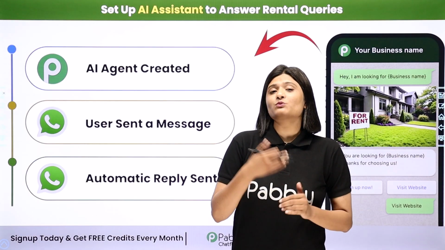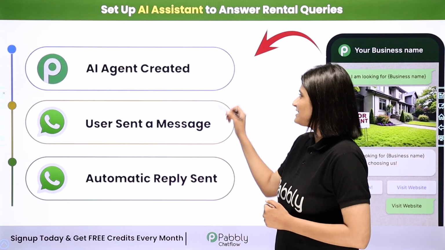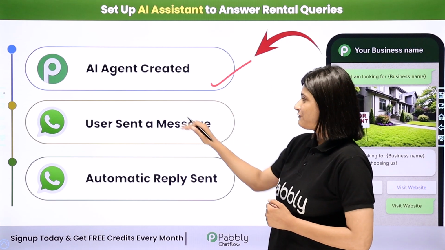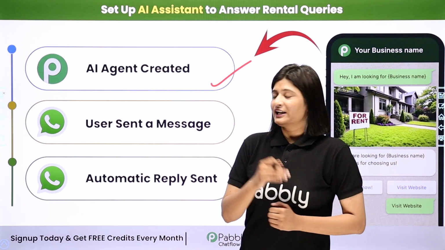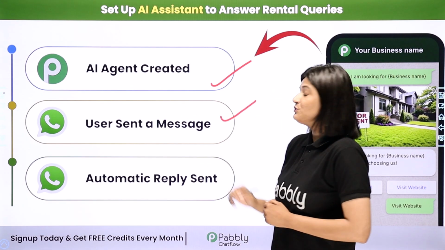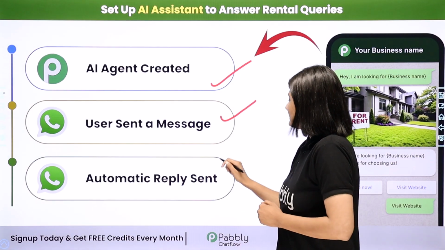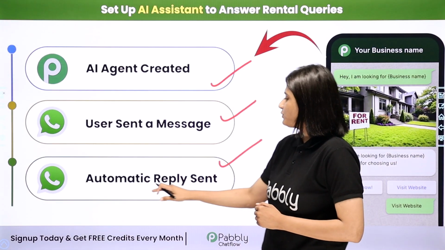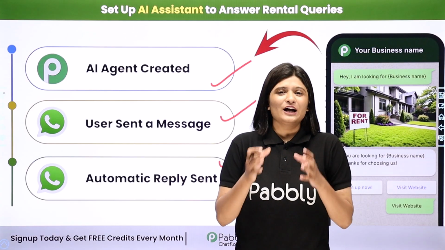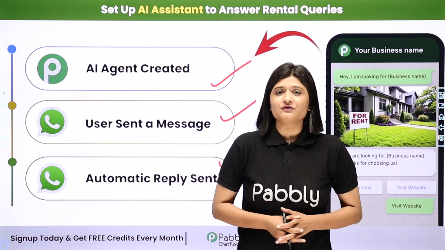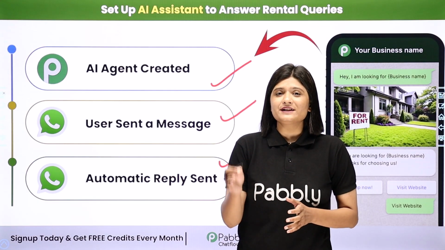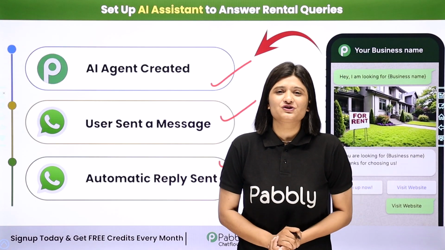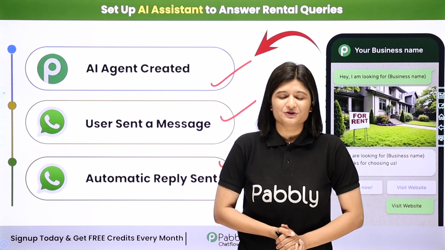Now with the help of this WhatsApp chatbot which I have created with Pabbly Chatflow, first I'm going to create this AI agent, and then whenever a user sends me a message, automatically the reply will be sent based on the query which they have sent to me. Now if you want to learn the step-by-step process of how you can create this AI agent or a WhatsApp chatbot with the help of Pabbly Chatflow, then let me take you all to my screen.